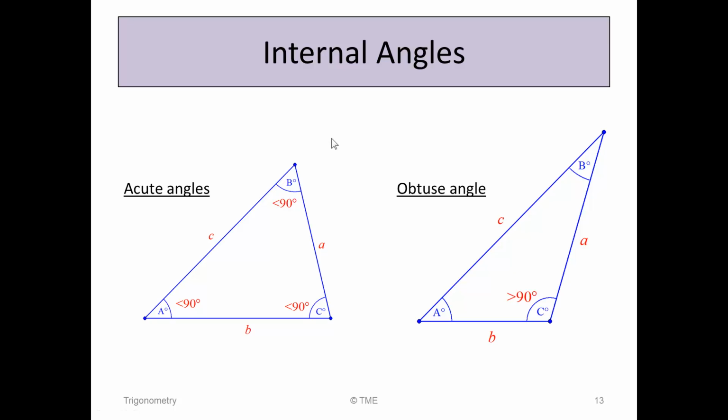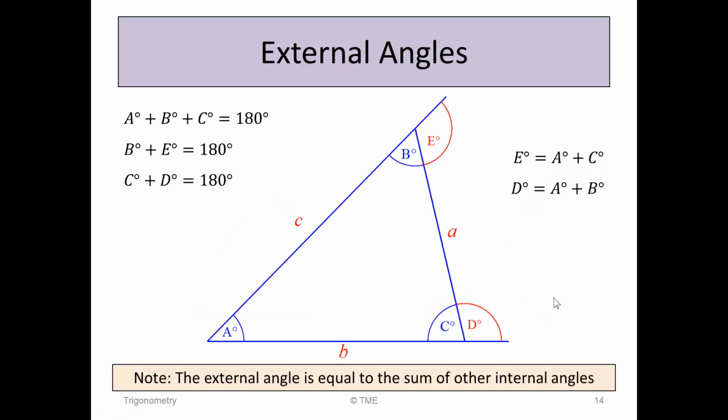You can also describe triangles in terms of their internal angles. For example, here's a triangle with acute angles. Acute angles are angles where they are less than 90 degrees, less than the straight angle. So all three angles here are less than 90. Here's an example of a triangle with an obtuse angle where the angle C is greater than 90. It's bending back on itself. It's further than the right angle, bending back.